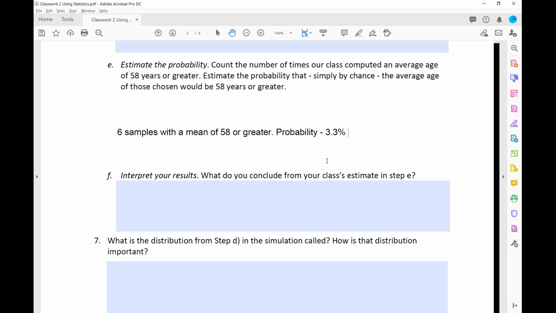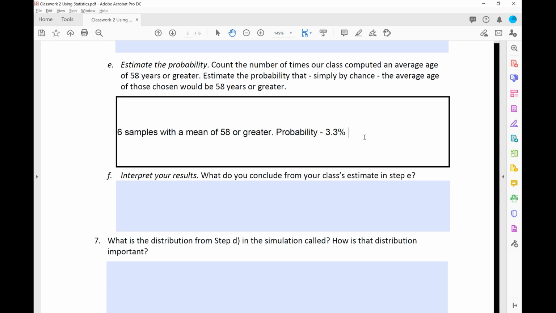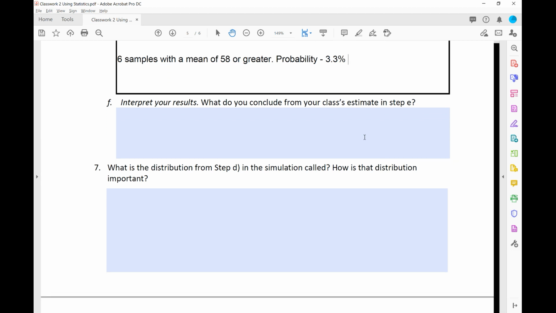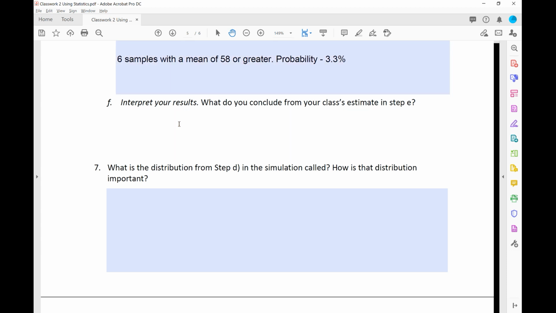You can keep it close to the number. You can estimate slightly differently, but that's a good place to start. All right, so go ahead and make a note of what you get on 6E as well. Now for this next part, 6F, it asks us to interpret our result. So what do we conclude from our class's estimate in step E, that probability, whatever that happened to be on your end? Probably somewhere around 3.5 to 4%.